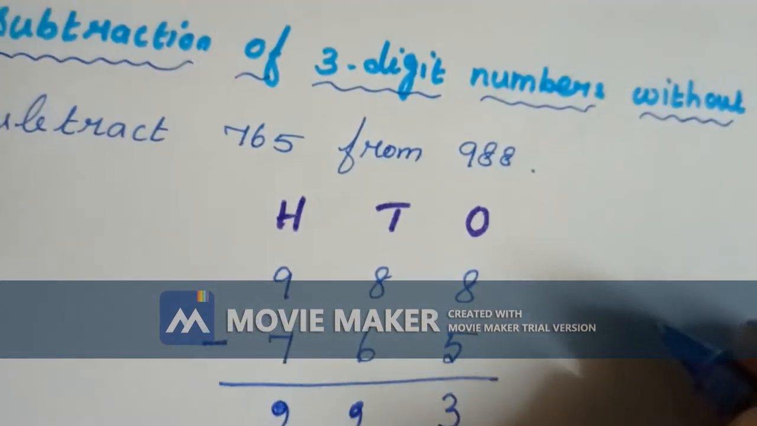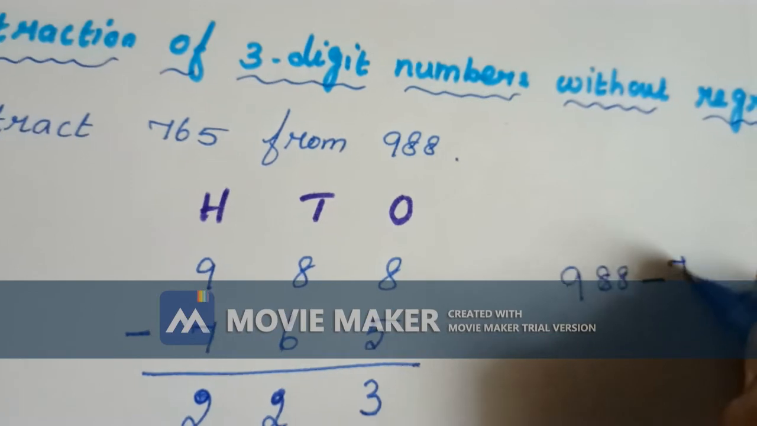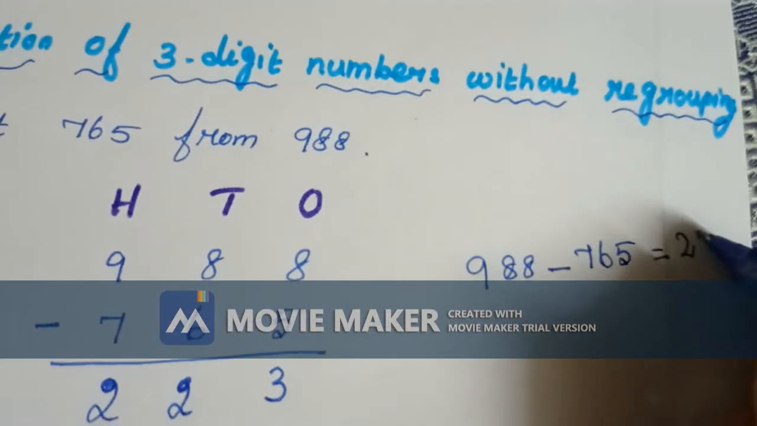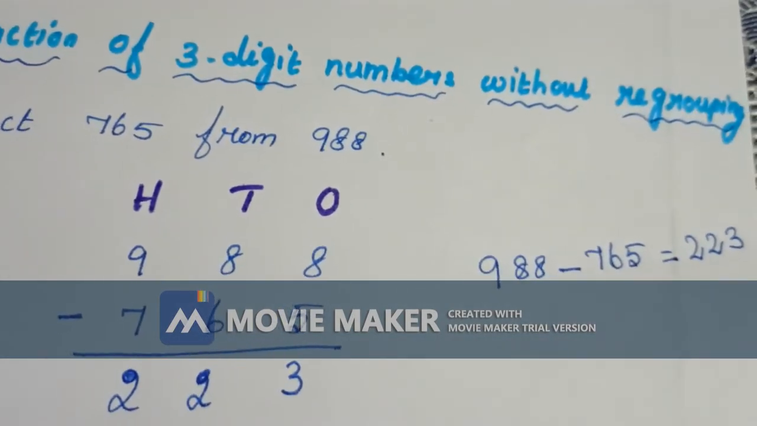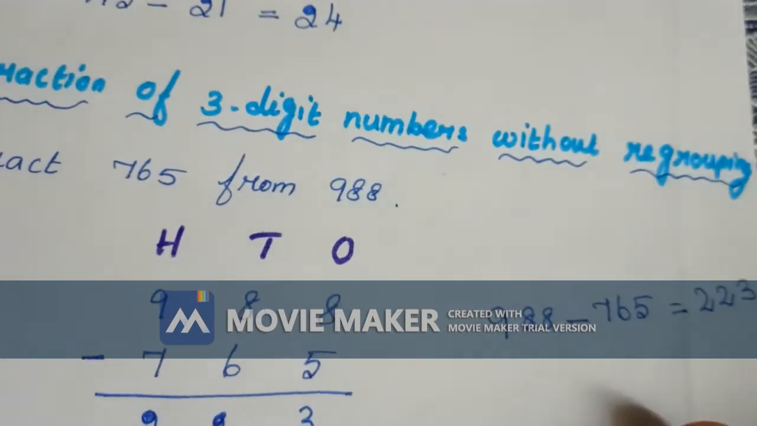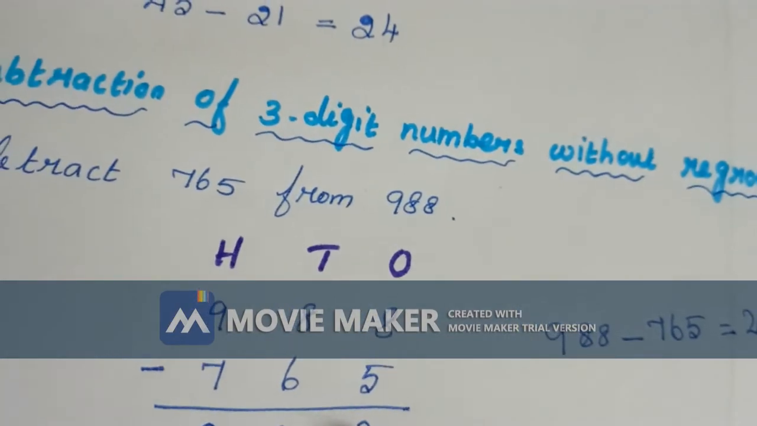So the answer is 988 minus 765, which gives us 223. Okay, now children, let's see one more example related to the 3-digit numbers without regrouping.